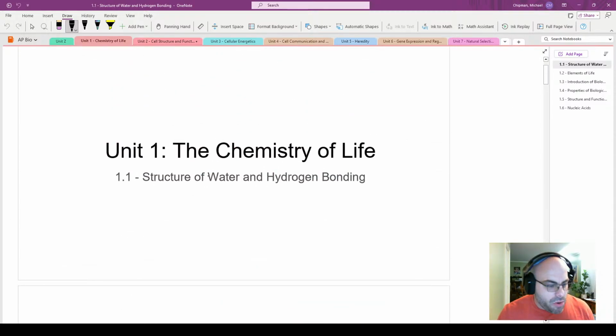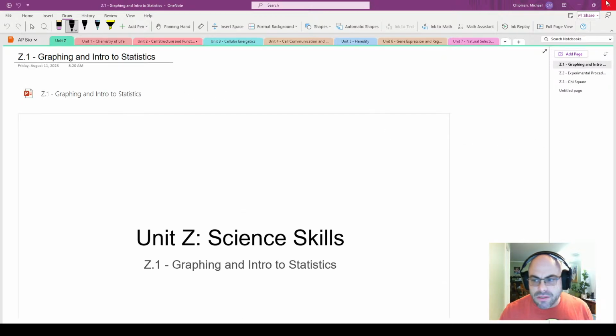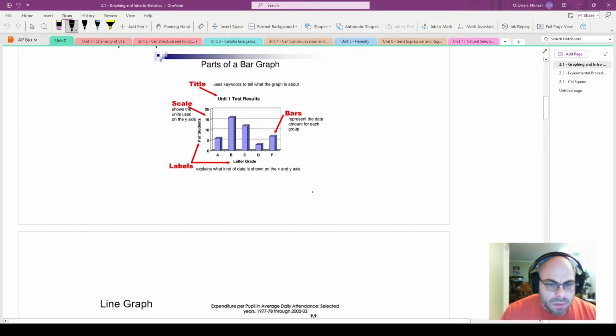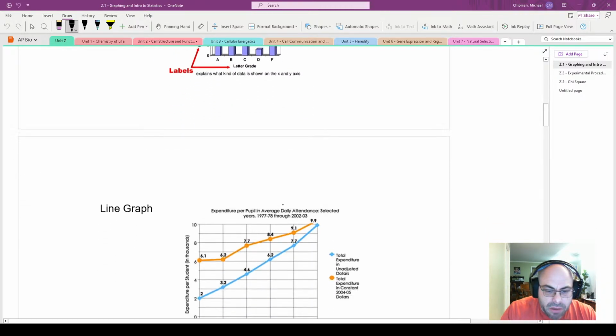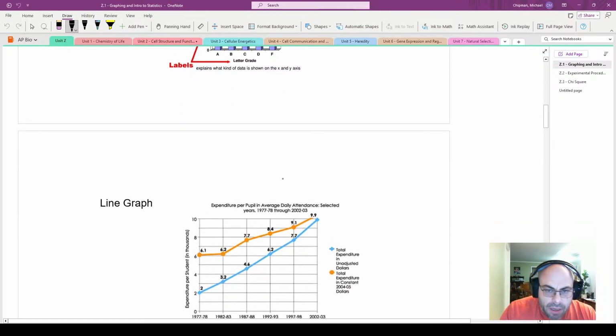All right, so we're just going to work through these units. Actually, you know what? I'm going to go back to Unit Z here because we can talk about a few things. I think we've talked quite a bit about graphing, and so I don't want to go over too much of this, other than to say make sure that you label your graph and that you label your units. Otherwise, it's not going to get any credit.